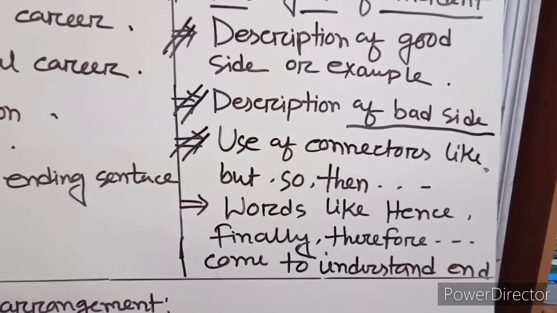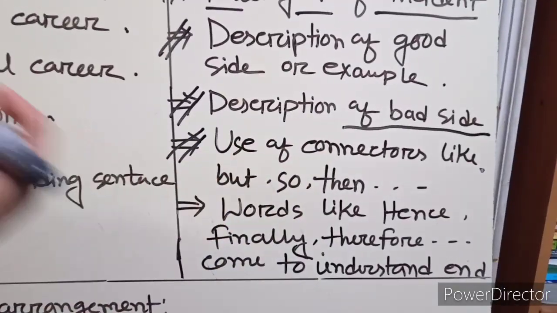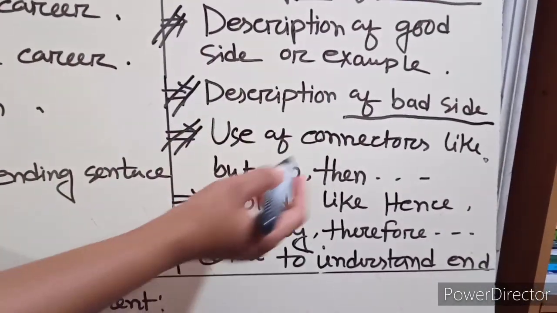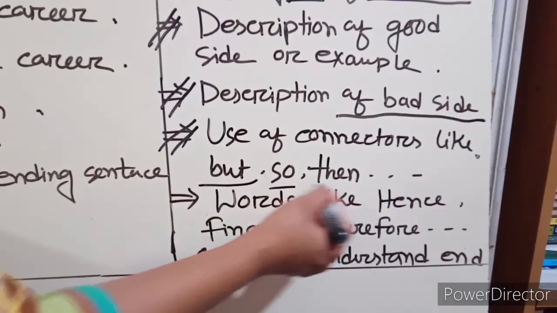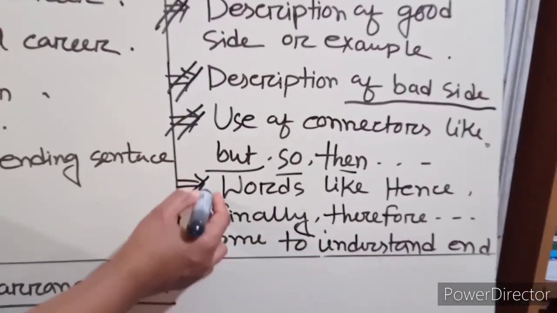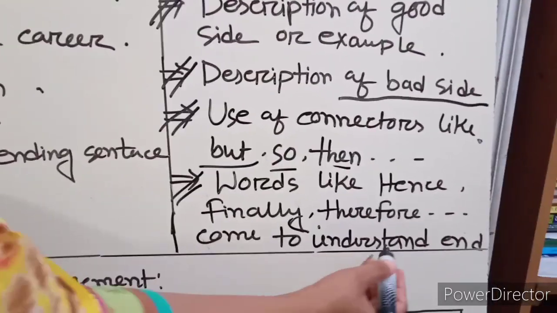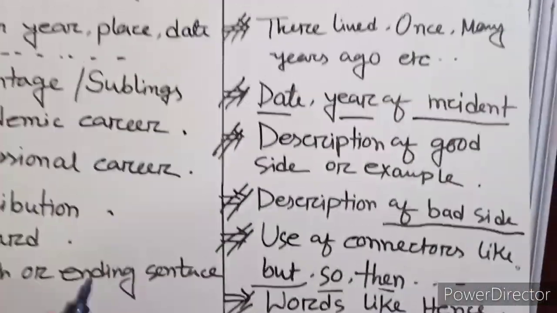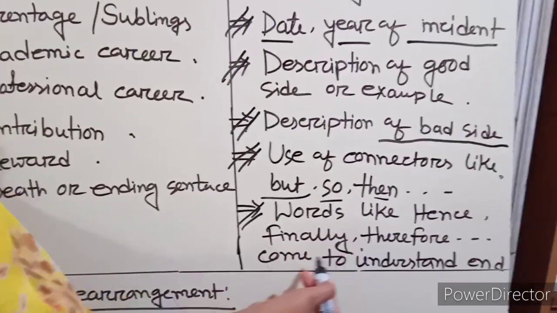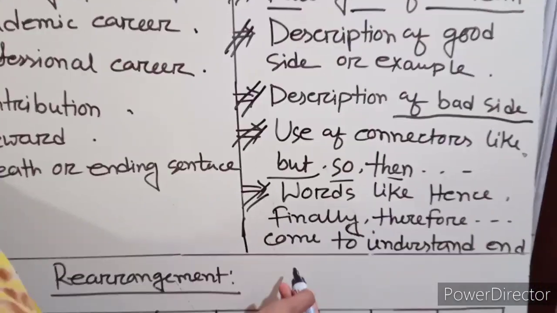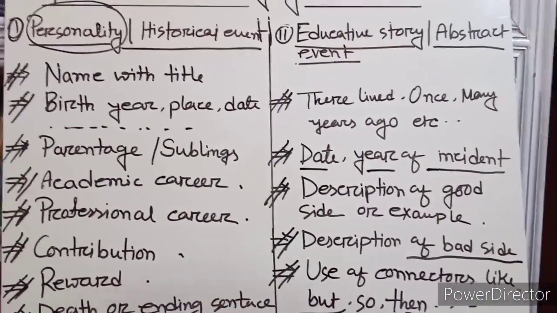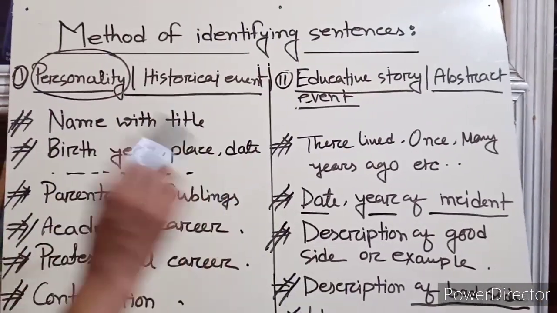It's a very common thing to identify the sentence, the next sentence, logical balance will be there. So connectors like but, so, these things will be there, and words like hence, finally, therefore, to come to an end. If you want to find out the last portion, maybe you'll find this type of words to identify the last portion. These are the things you have to follow to identify the sentences.